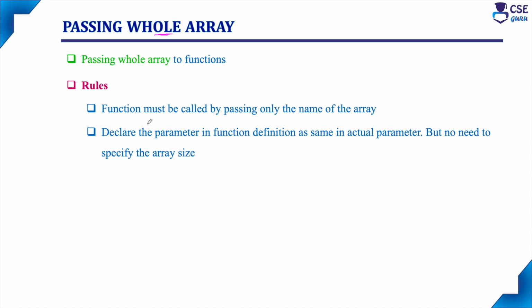The rules we need to follow here: the function must be called by passing only the name of the array. Only the name of the array we need to pass while calling the function. This is the first rule. The next rule is to declare the parameter in the function definition the same as the actual parameter. No need to specify the array size. It is not necessary to specify the array size. These two rules we need to follow to pass the whole array to functions.